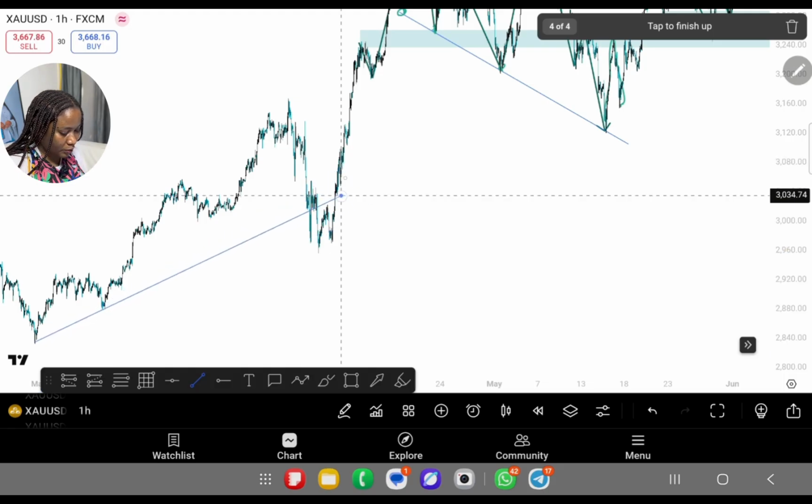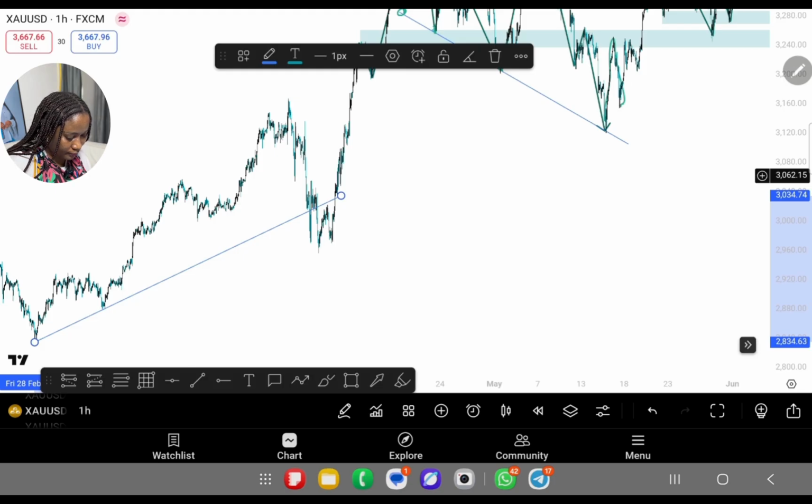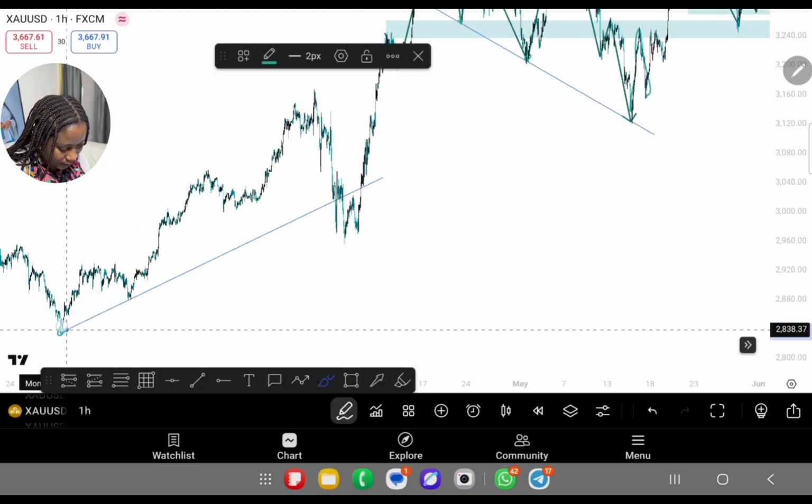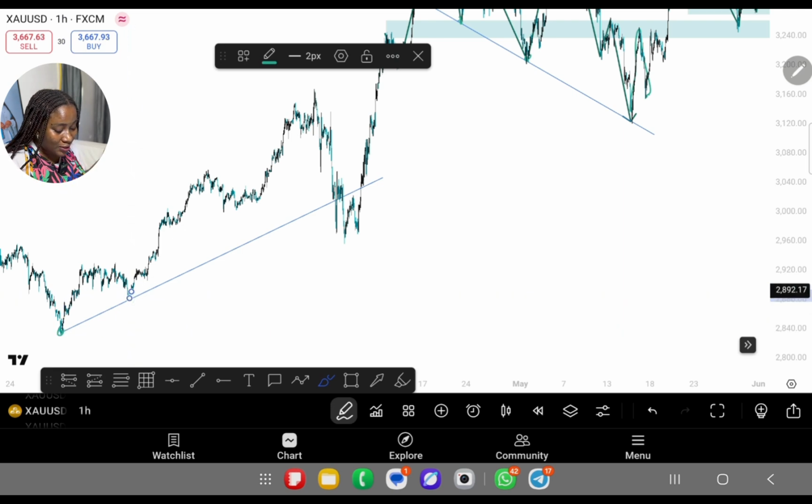Okay, this is not properly drawn. Okay, so you can also see this trend here. Now, this is one. This is the second one. So what would you wait for? Just gently wait for the third touch. Now the third touch came because they know buyers will be waiting there.